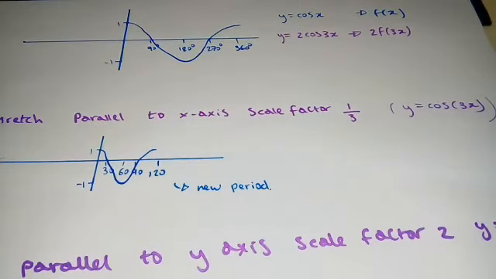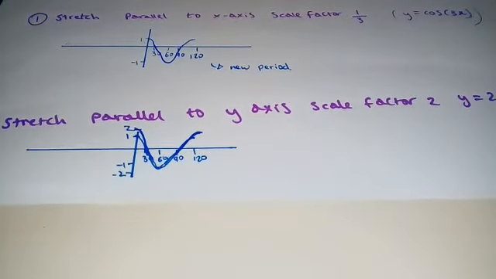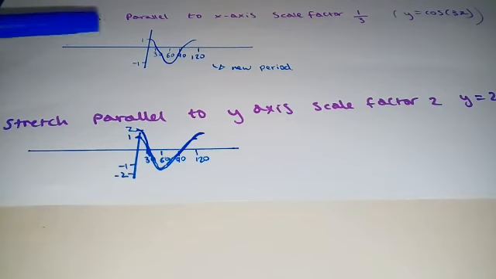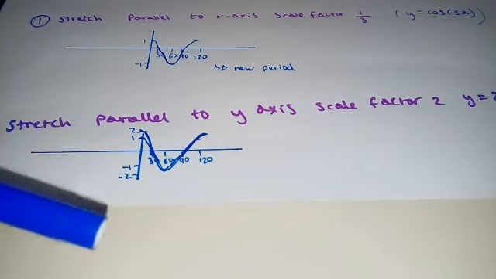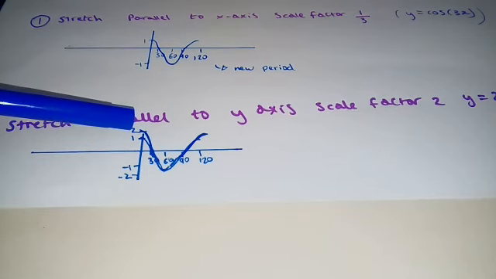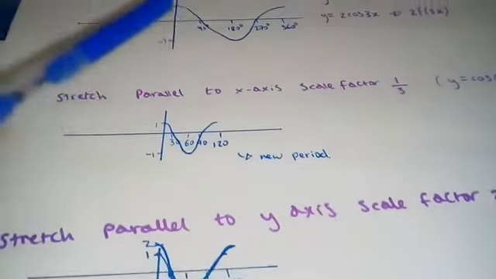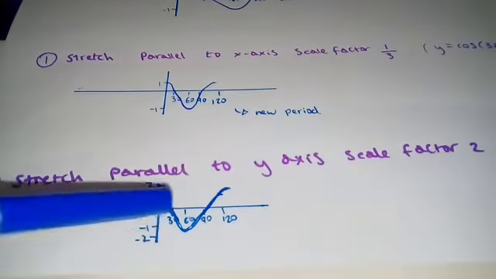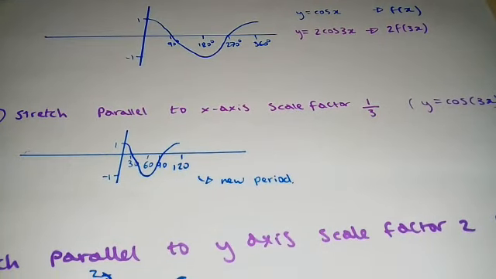2 cos of 3x. So we're going to do the second step, which is to stretch parallel to the y-axis, scale factor of 2. We're going to multiply all of our y coordinates by 2. Originally, the maximum y coordinate was 1, and in our new graph, and I know it's poorly drawn, the maximum is going to be 2. And so you have gone from this graph to this graph. So remember, yeah.